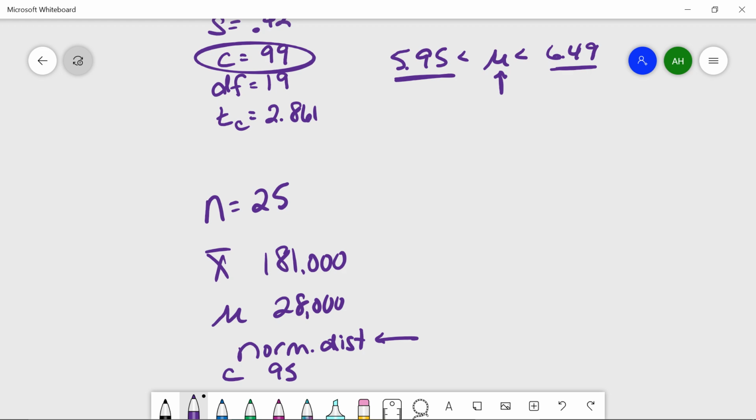Oh, yeah. Oh, I wrote it as the mean. Sorry, guys. The population standard deviation is 28,000. So I know it is normally distributed, and I do know this right here. Therefore, because of that, we can just use a normal distribution. If I didn't know my standard deviation, then I would use the t.